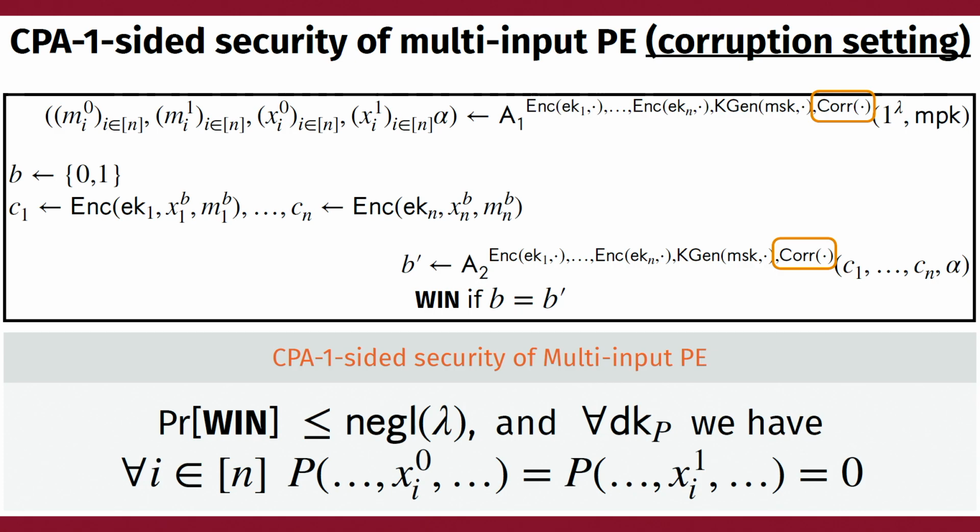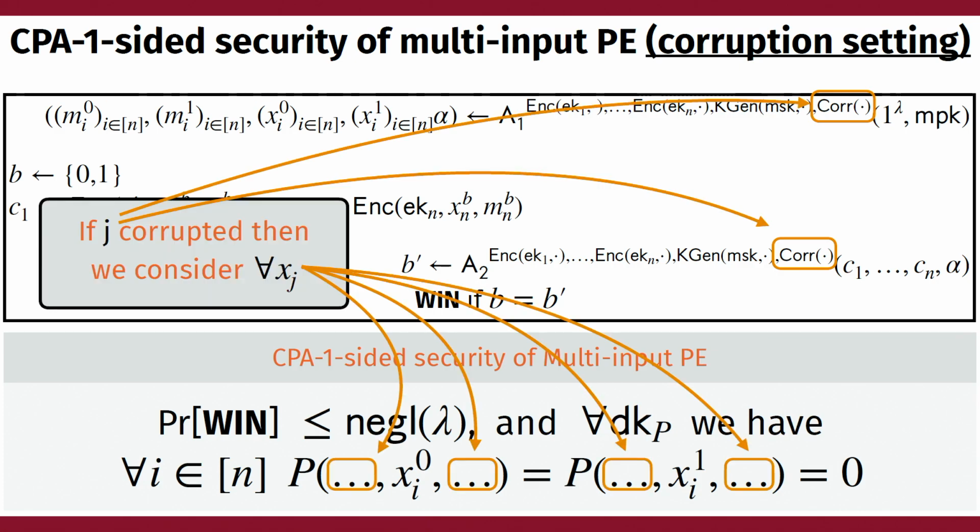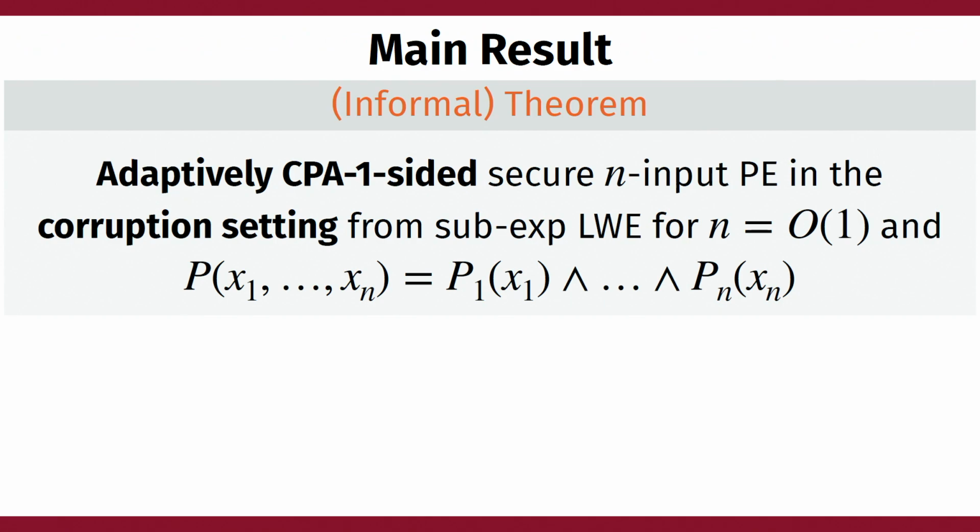The definition is as before, but the difference is that now, since you can corrupt one of the senders, you can get the corresponding encryption key, and you can try any possible input for the corresponding slot. So we need to claim that the predicate is not satisfied, even if you try any possible combination for the corrupted slots. We have another construction for this case.